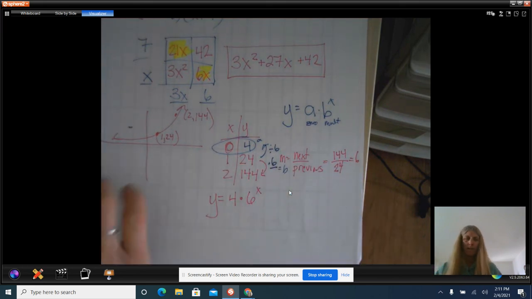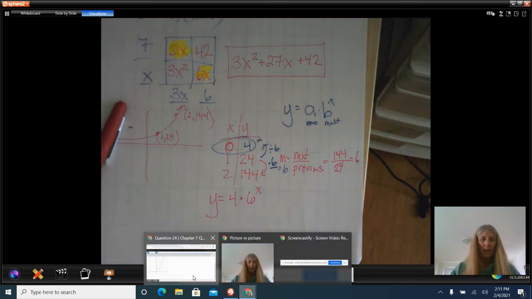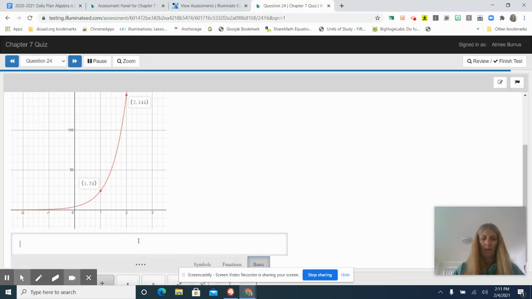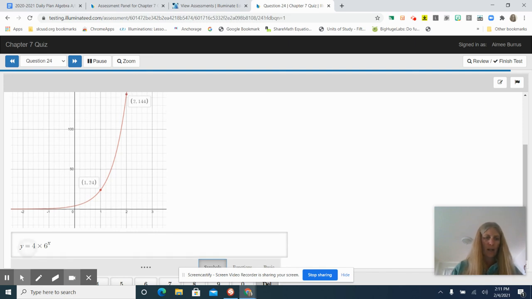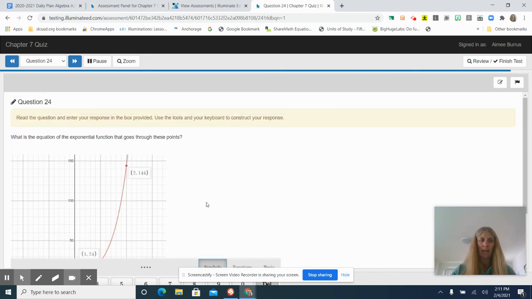Okay, so we're going to type that in our answer. And we have y is equal to 4 times, just like in Desmos, shift 8, 6, and then shift 6 to bring it up to our power, the x power. So it comes up with an x. If I wanted to, I can bring up another keyboard here. It's kind of being covered up by my Screencastify here, but you can also have the dot here instead of the x, and that would have marked it correct as well. So we just want to make sure that you guys are getting that in there.